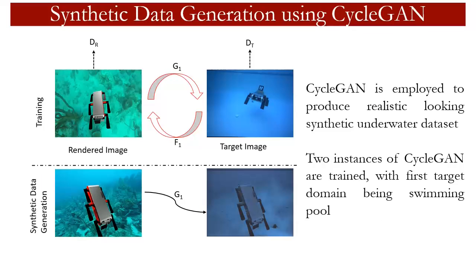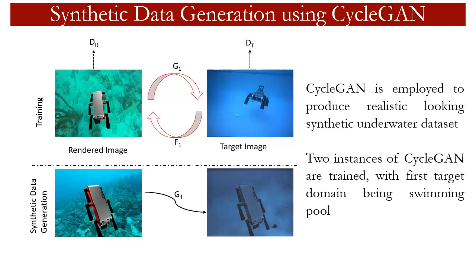To bridge this gap between rendered and underwater images, we employ CycleGAN, a type of generative adversarial network that can perform unpaired image-to-image translation. In our case, we train the CycleGAN generator to produce fake underwater images from rendered images and try to fool the discriminator into classifying them as real underwater images. In this way, we create a synthetically generated dataset resembling real underwater images.